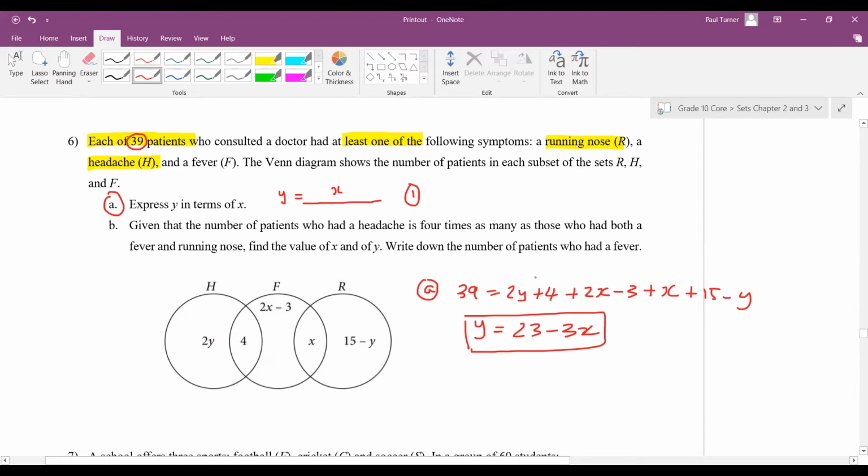So in here, that's one, I did it a couple of ways, but I'm thinking now we need to read part B. So we've got an equation from part A. I think there's a couple of ways to do this, and I'm not sure which is the best way. But we got y is 23 minus 3x. In the second bit, it says, given that the number of patients who had a headache is 4 times as many as those who had both a fever and runny nose. Okay, so from this, we'll get another equation, wouldn't we?